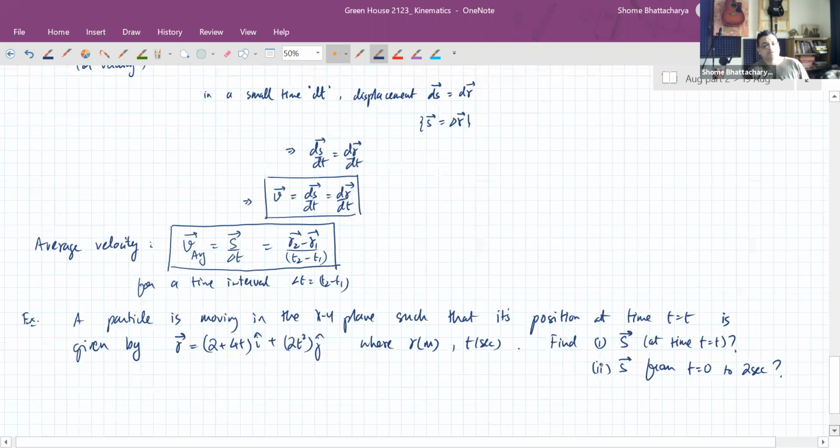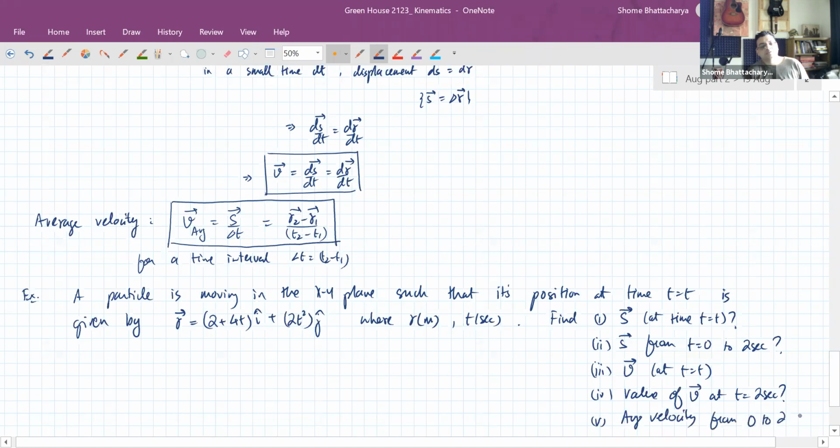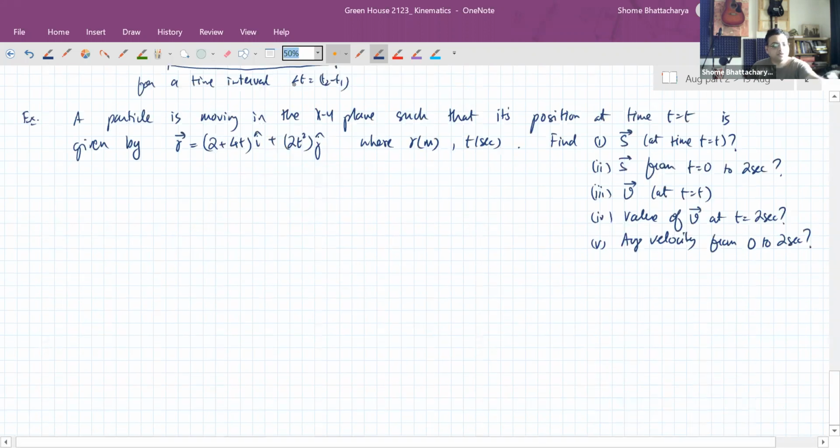Then we want to find instantaneous velocity at time t equal to t. The value of instantaneous velocity at t equal to 2 seconds. And we want to find the average velocity from 0 to 2 seconds. Okay, so just go through the definitions above and then apply that to this problem, and it will become clear what we mean by each of these terms.